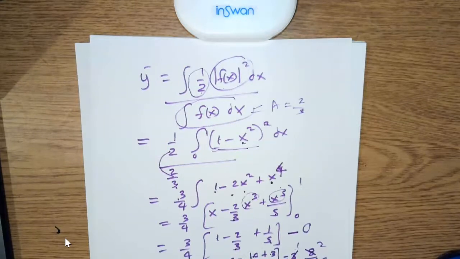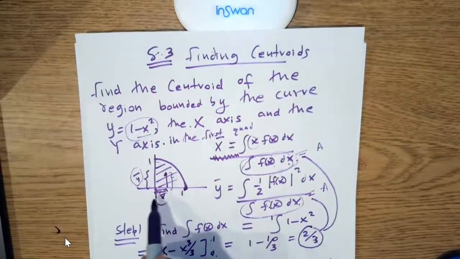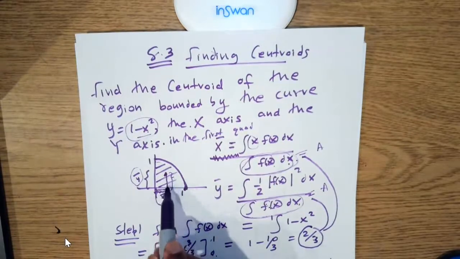What it says is that, of course, we found the x coordinate of the centroid to be 3/8, and we found the y coordinate of the centroid. That means the distance from the x-axis to the centroid is 2/5.